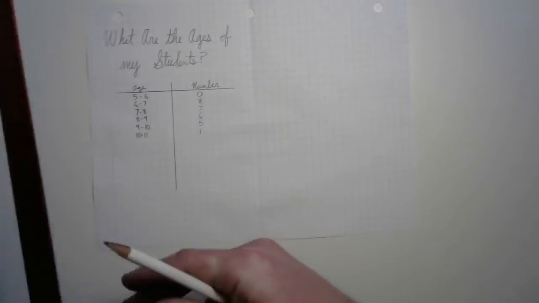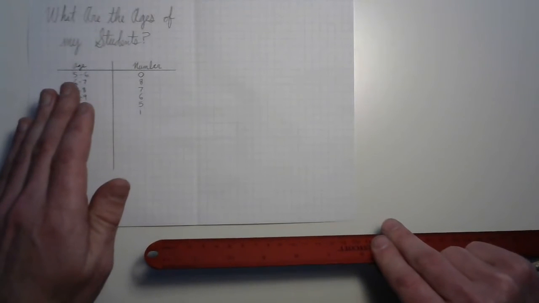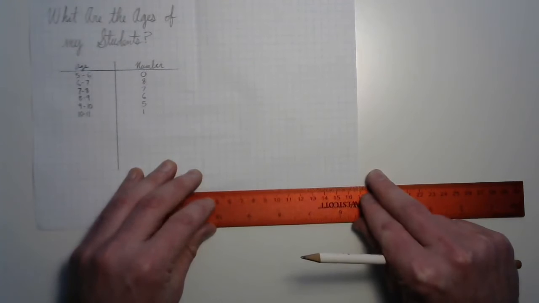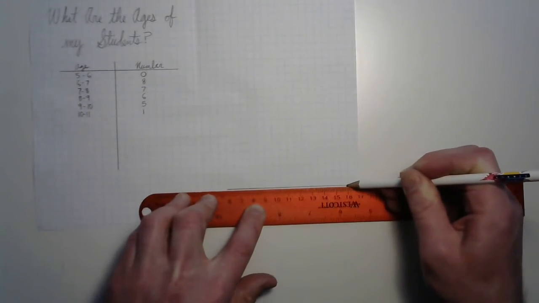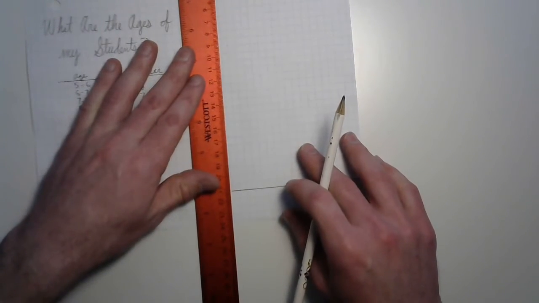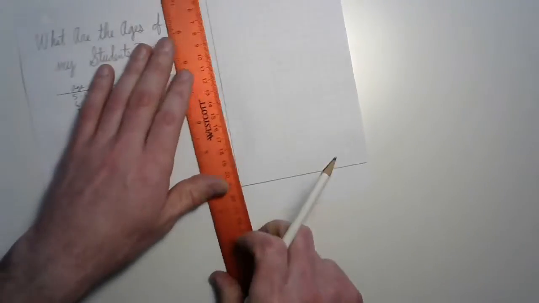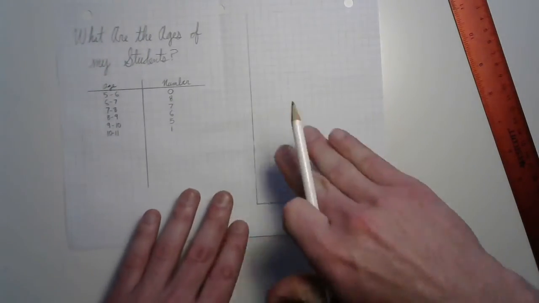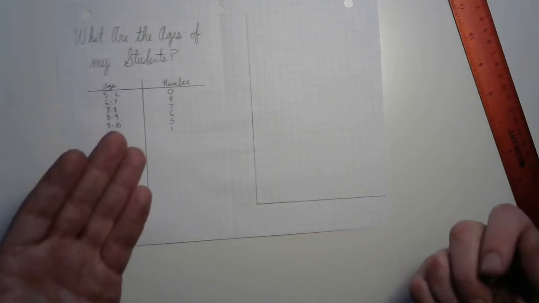Okay, creating the axis is very much the same as with a bar graph. So I'm going to do this pretty quickly. And go ahead and get yours ready if you need to. All right, so two axes. There's the y-axis or vertical, and there's that horizontal one. But what do we put on each one?